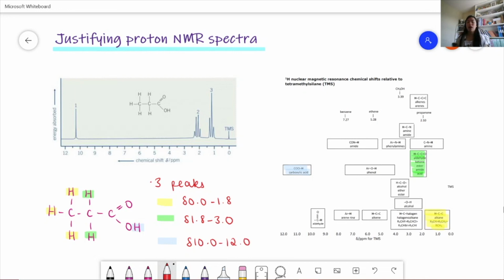And now we've worked out where our 3 peaks are, now we have to look at splitting, because unlike carbon-13 NMR, we get splitting with hydrogens where we have the n+1 rule. So if we have one hydrogen on the carbon adjacent to the hydrogens that we're looking at, then it will form a doublet, so 2 peaks. So first looking at the yellow hydrogens, if we look at this adjacent carbon here, we have 2 hydrogens on this carbon, and so that means that we form 3 peaks, so we get a triplet.